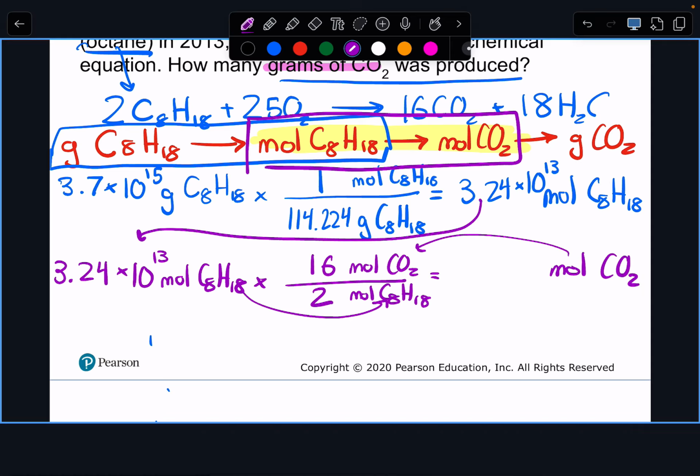Okay, so now that value, oh, I hate when my calculator doesn't give it to me in scientific notation. 2.59 times 10 to the 14th moles of CO2.